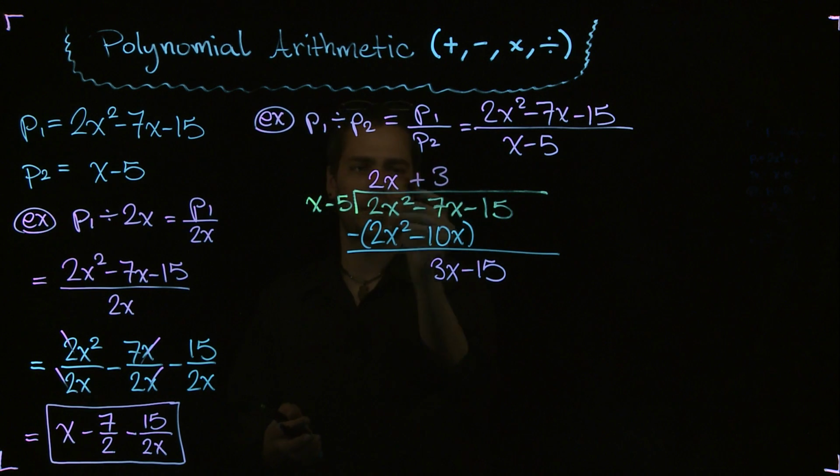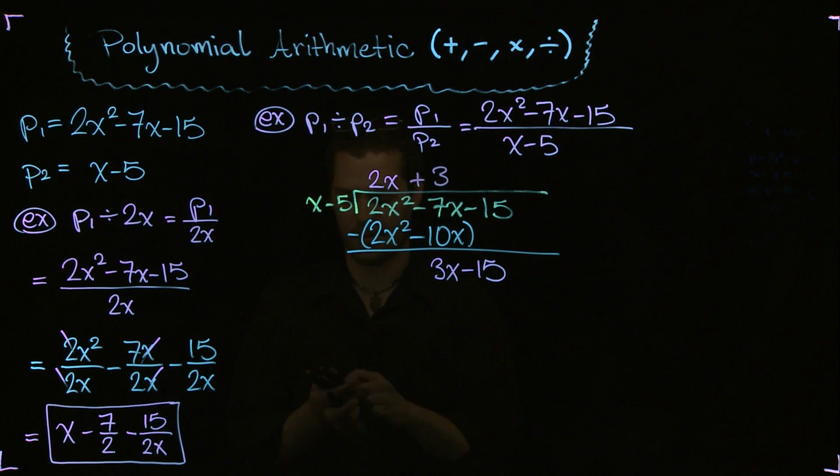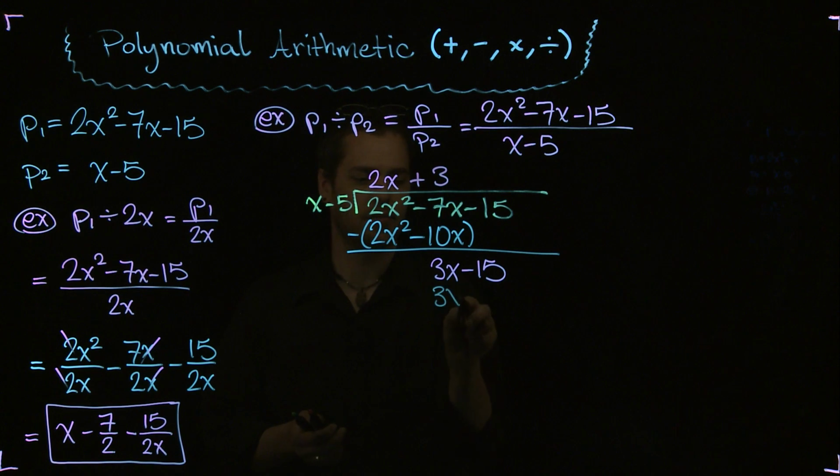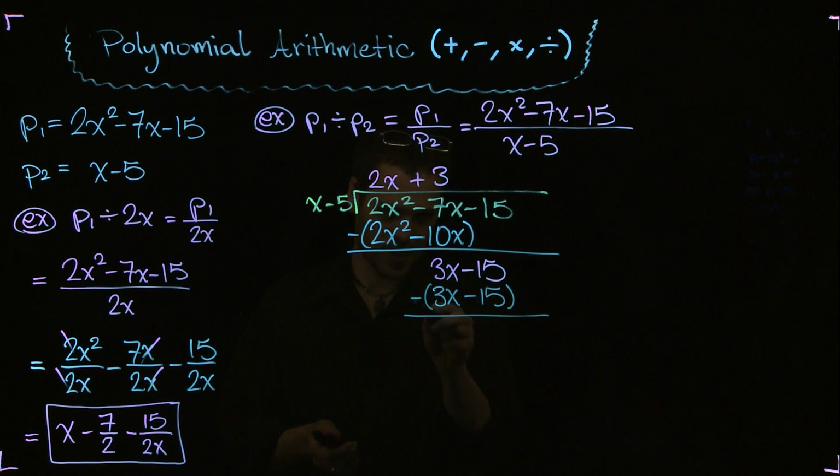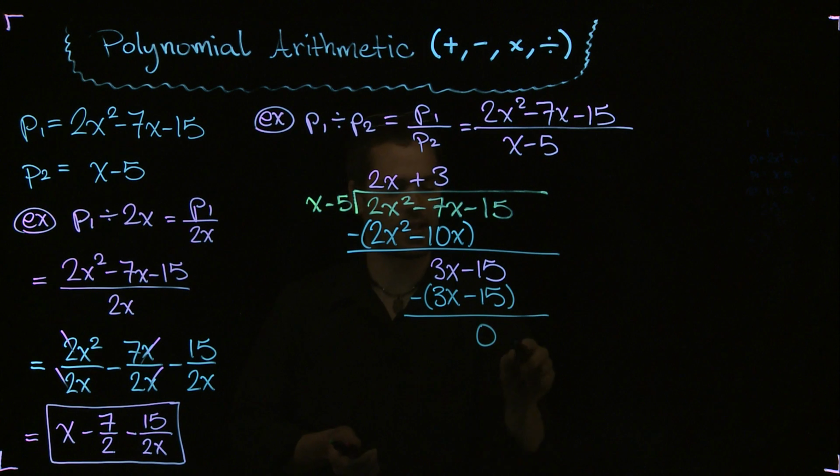Then go back to the multiplying part. 3 times x is 3x. All right. 3 times negative 5 is negative 15. And I'm subtracting these two terms. So 3x minus 3x is 0. This minus makes that a plus, which also adds up to 0. That means there is a 0 remainder.